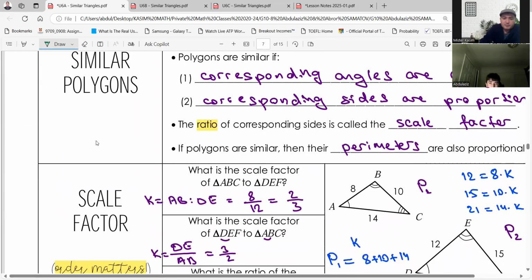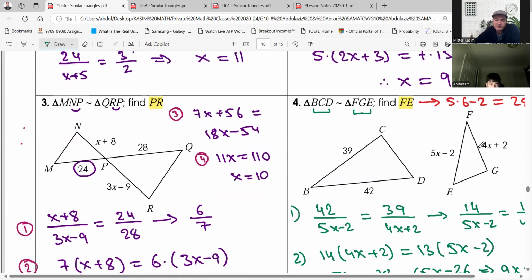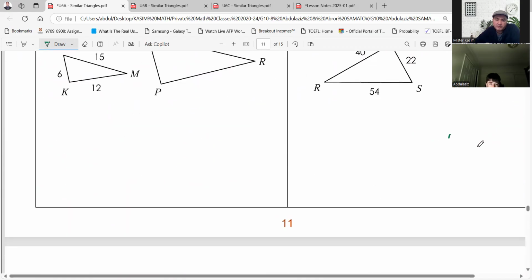So what does it mean? Proportional means that if you take the ratio of their perimeters, that is also equal to the ratio of their corresponding sides. Okay, we are going to use this property. Let's solve this together and you'll try the next question.